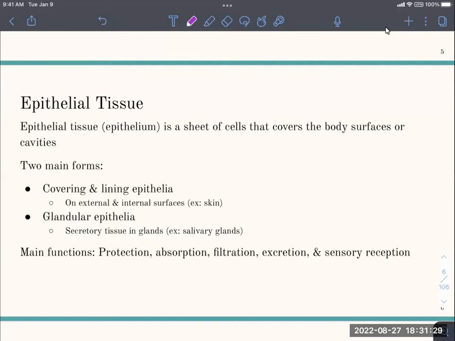We also have glandular tissue. Glandular tissue is a gland that secretes some kind of substance, like your salivary glands secrete mucus or saliva that helps to break down different kinds of food. The main functions of epithelial cells are protection, absorption, filtration, excretion, and sensory reception.